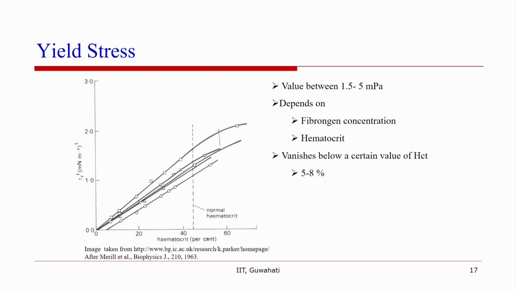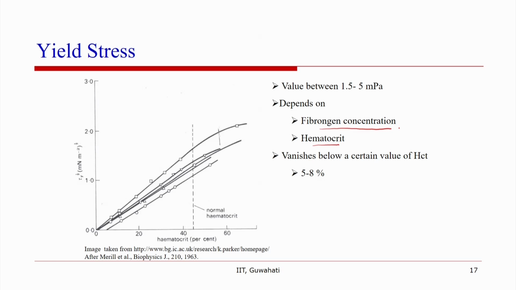Now, as I said earlier, the hematocrit or the percentage of RBC is also responsible for the yield stress behavior of the blood. Experiments have shown that it depends on the concentration of fibrinogen as well as the concentration of hematocrit. If there is no fibrinogen, then the yield stress disappears, and the Rouleaux formation is also not seen if there is no fibrinogen present in the blood.